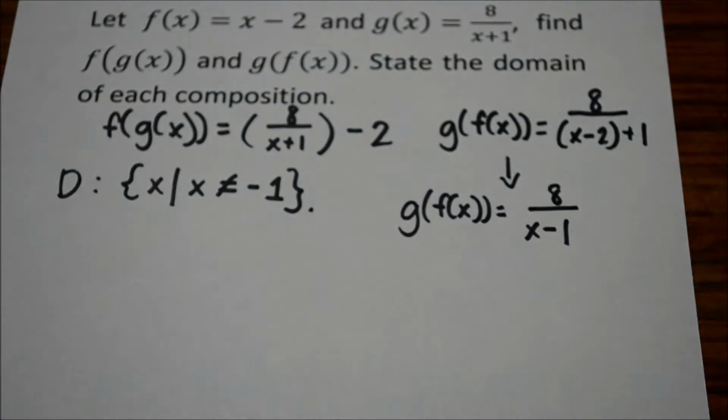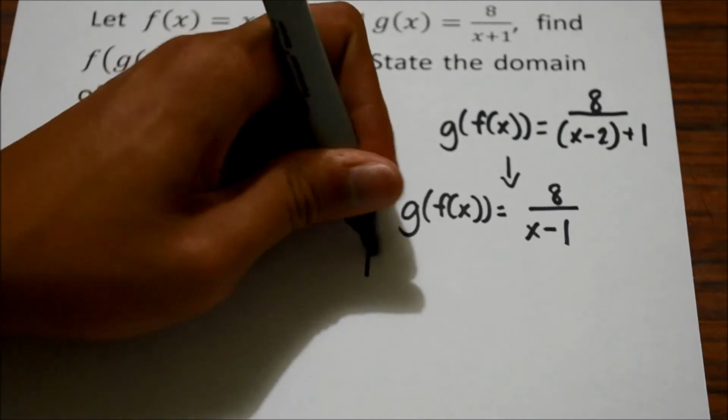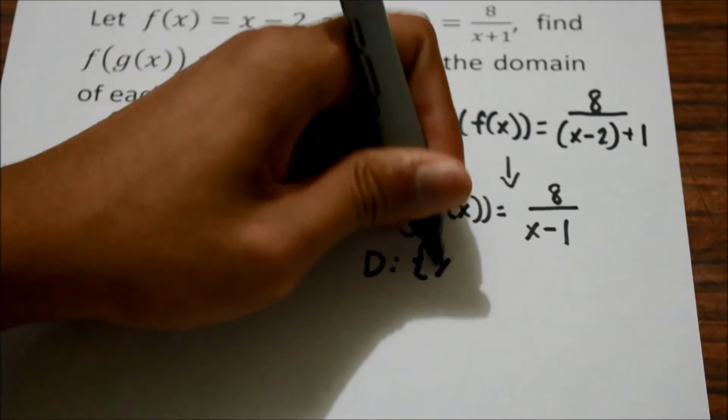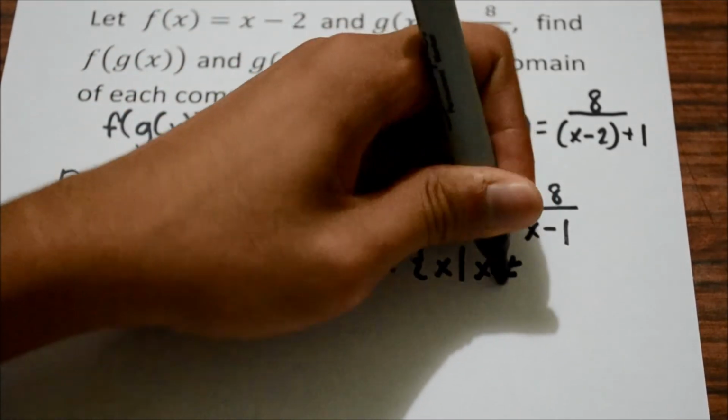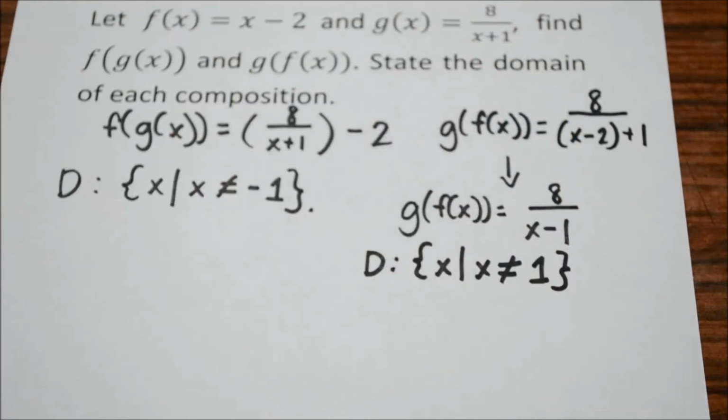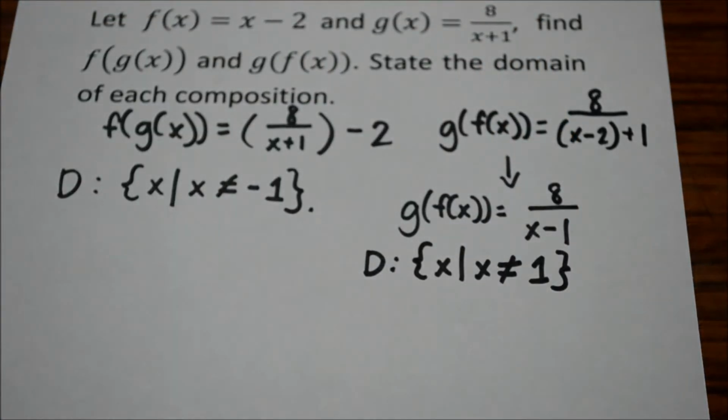The domain for g composed of f of x is that x can be all real numbers, except that x cannot be equal to 1, since the vertical asymptote is x equals 1.